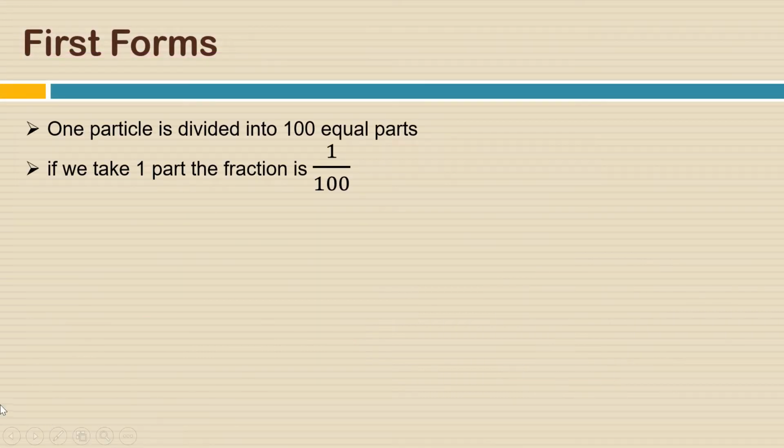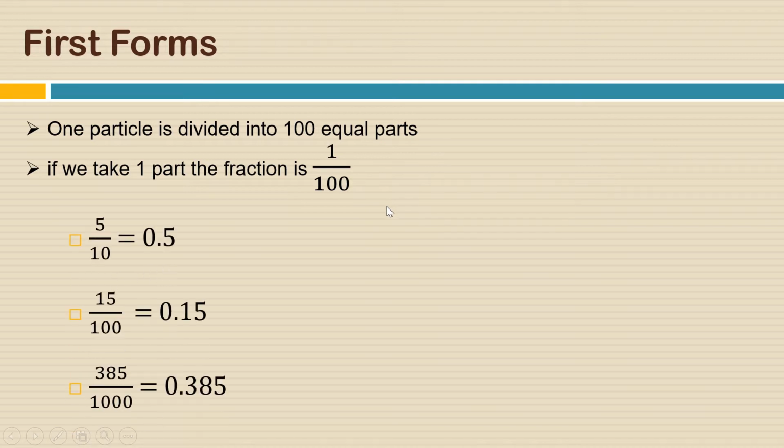Next, one particle is divided into 100 equal parts. If we take one part, the fraction is 1 by 100. From these 3 fractions, in the first fraction, the denominator is 10. It has one 0. Then the decimal number has 1 digit after the decimal.